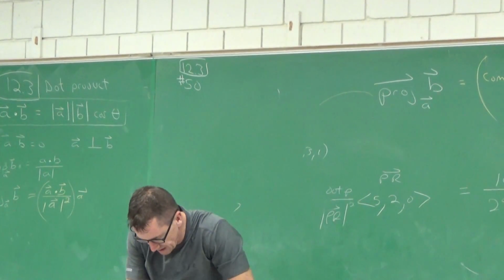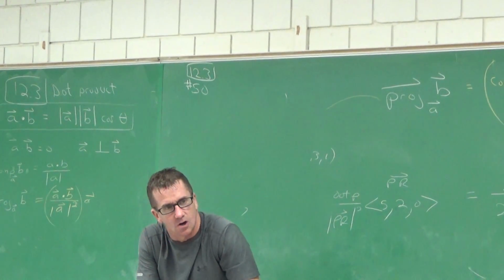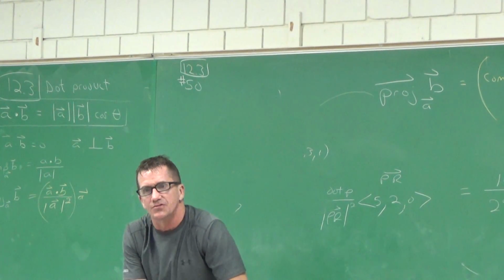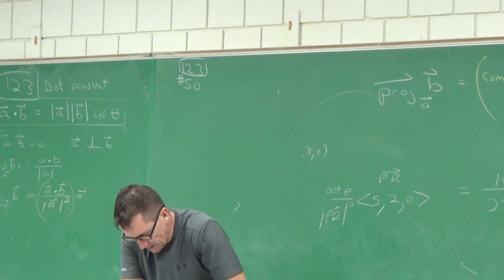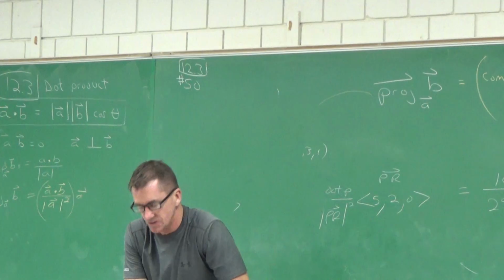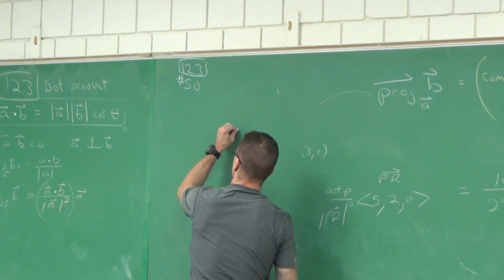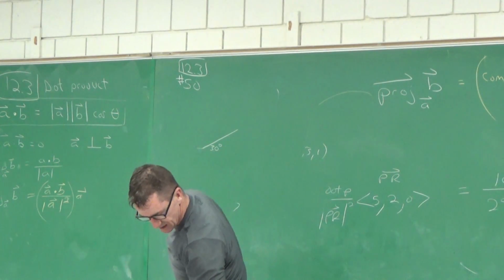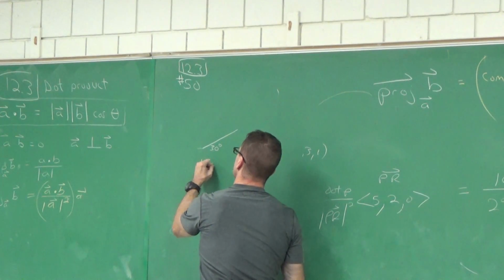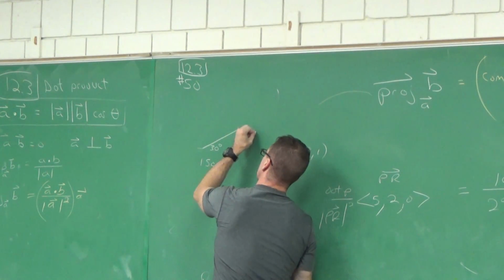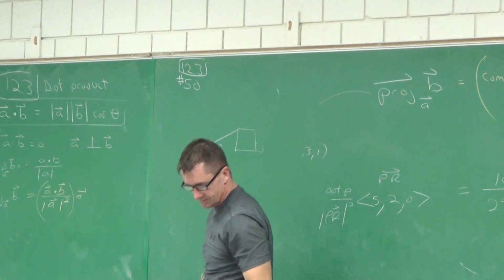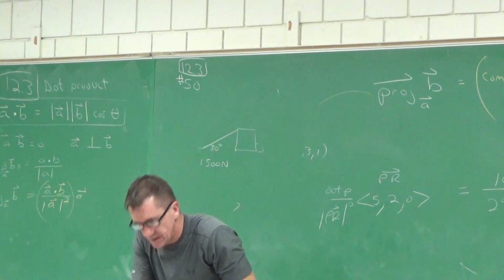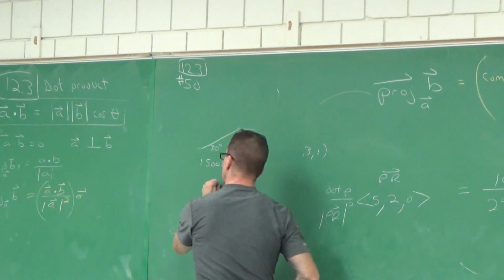The question, let me read it to you. A tow truck drags a stalled car along the road. The chain makes an angle of 30 degrees with the road, and the tension in the chain is 1,500 newtons. Okay, I'm going to draw a picture. 30 degrees there. Here's the car, and the tension is 1,500 newtons. And this truck's just towing this thing, right? How much work is done by the truck in pulling the car a distance of 1 kilometer?